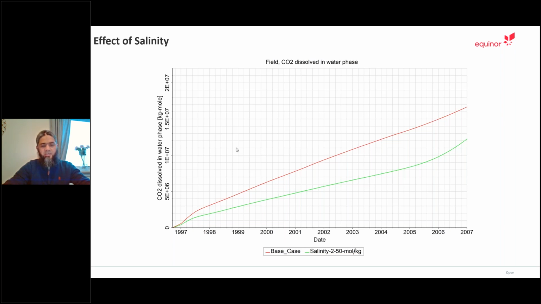I have run many others also. For example, I tried the effect of critical gas saturation, irreducible water saturation, and some other parameters also, but I didn't include them because the time was 10 minutes, and I thought I would just give a bit of a taste of how different parameters affect the CO2 dissolution. Can you move to the next one?